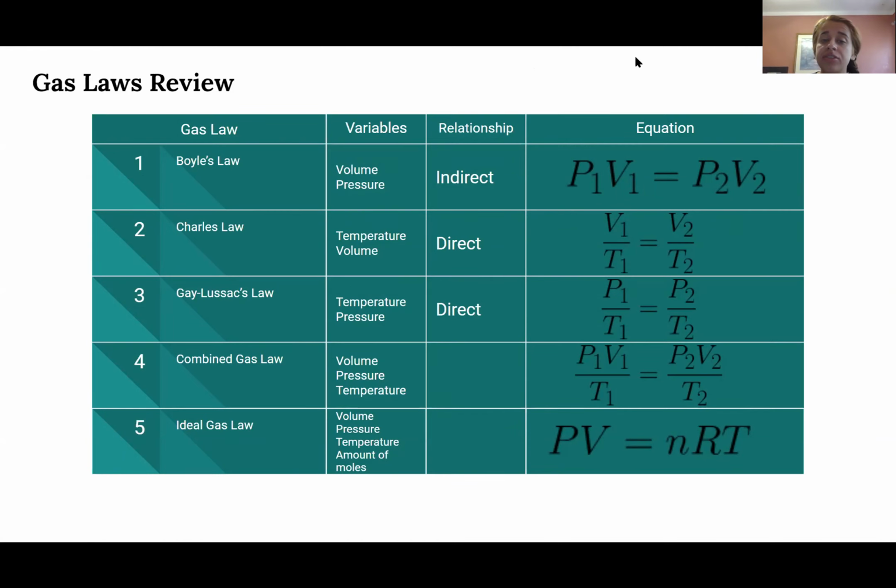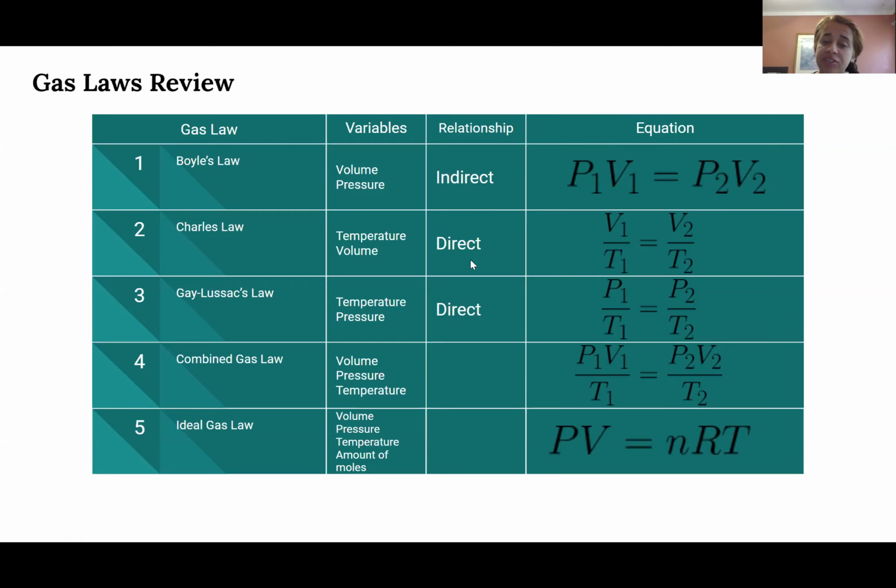And then it also tells you the relationship. If there's only two variables present, it tells you the relationship. So pressure and volume have an indirect relationship, meaning as pressure goes up, volume needs to go down to keep this other side constant. So they're always going to have this constant ratio with each other. And to do that, if we increase pressure, volume needs to go down.